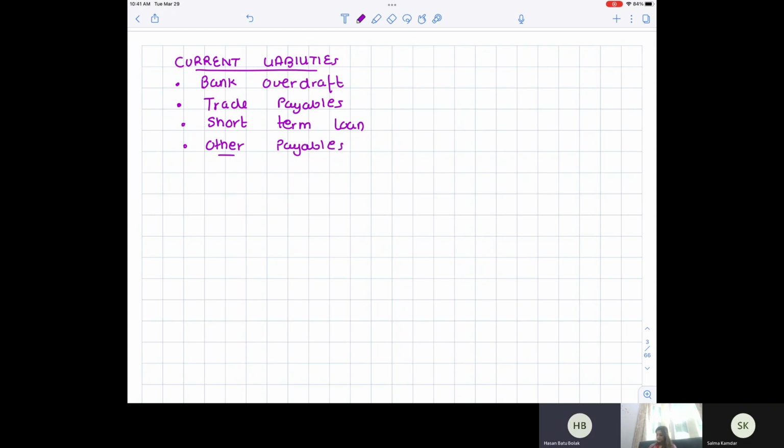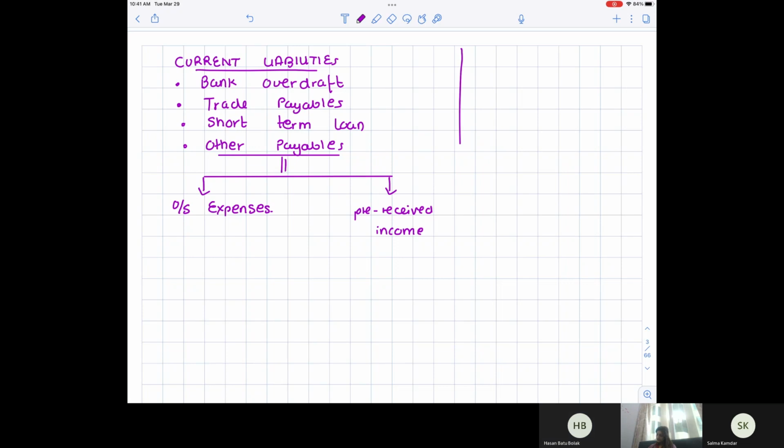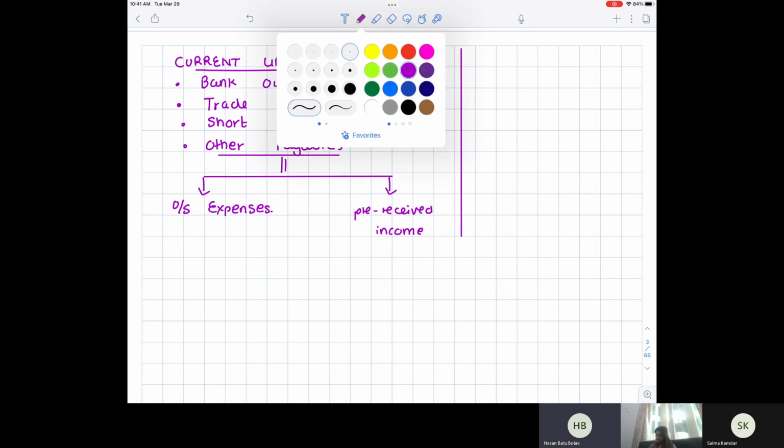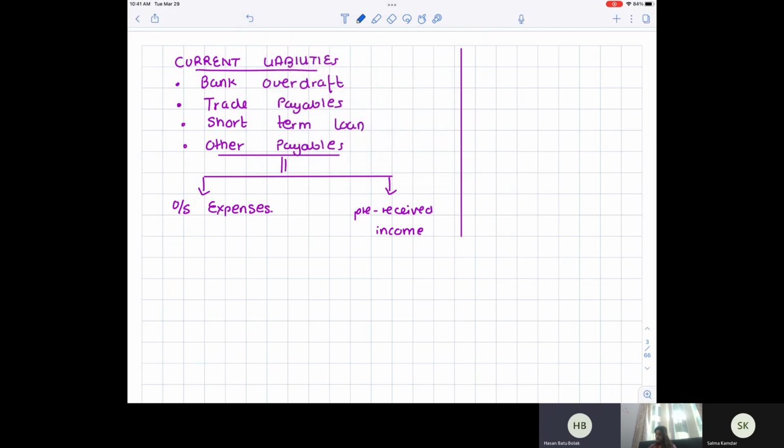It's the opposite of what was in the income. So it's outstanding expense and pre-received income. Yes. What is the meaning of trade payables? Trade payables means we have gotten the money, but we still haven't given the service or the goods. No, think properly.